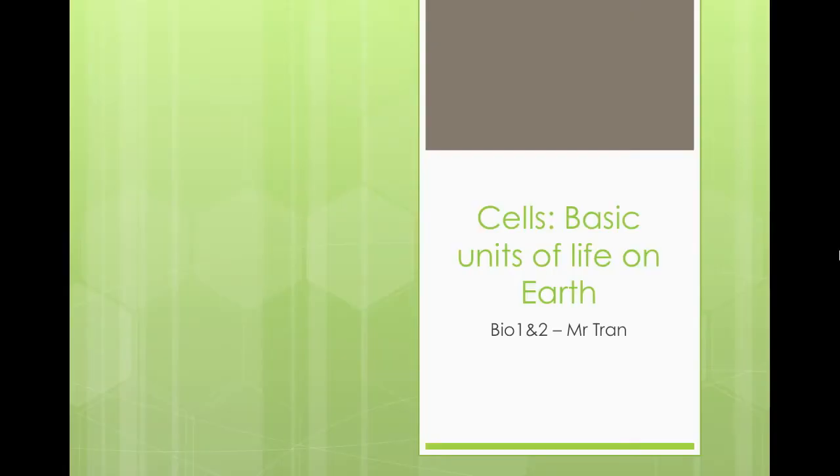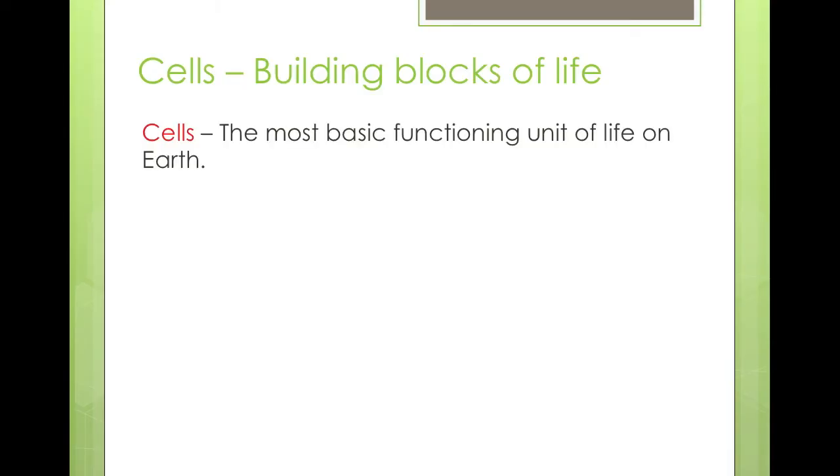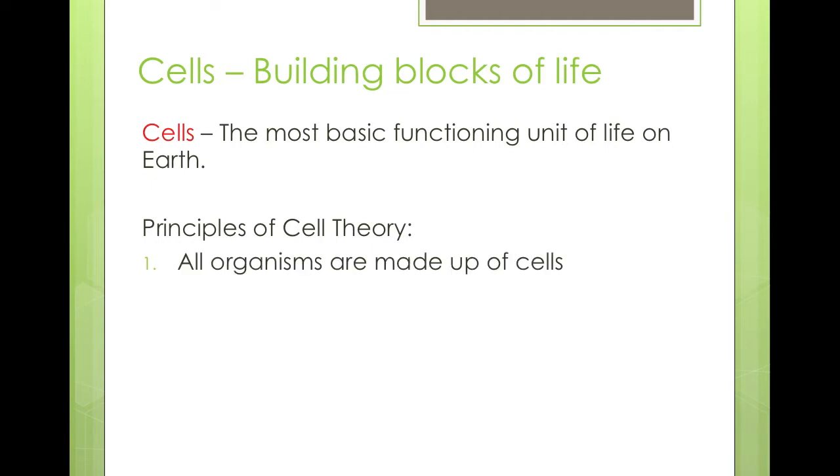Okay, this is chapter 1, cells, the basic units of life on Earth. The building blocks. Definition of a cell: the most basic functioning unit of life on Earth. There are a few principles of cell theory, and these are the principles of what we understand and know about the basic things about cells, okay?